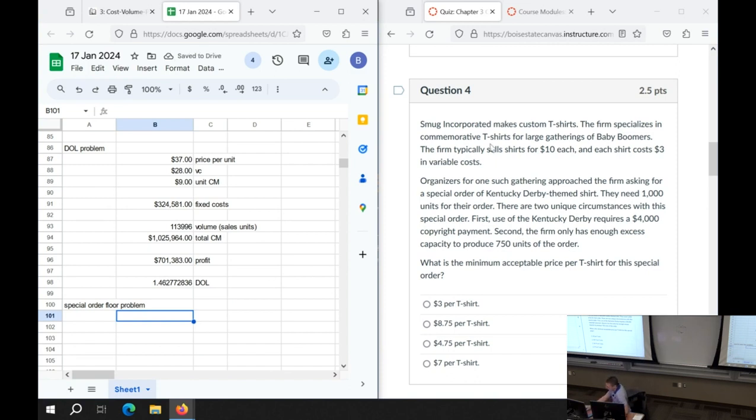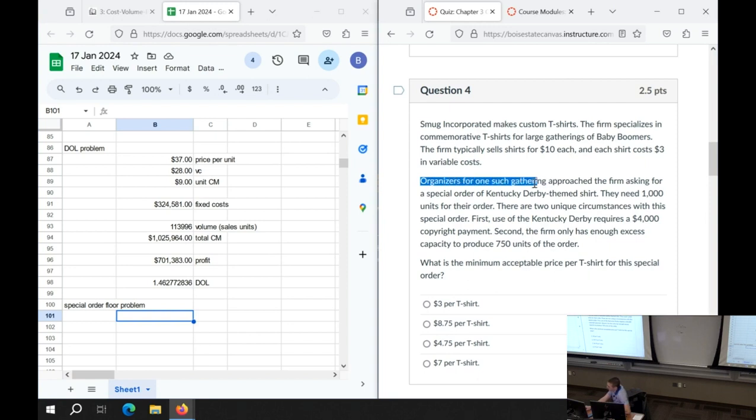So now let's read the fact pattern here. Smug Incorporated makes custom t-shirts. The firm specializes in commemorative t-shirts for large gatherings of baby boomers. The firm typically sells shirts for $10 each. Each shirt costs $3 in variable costs. All right, so typical normal sales are $10 in price, $3 in variable costs, $7 contribution margin. We'll need that information later.